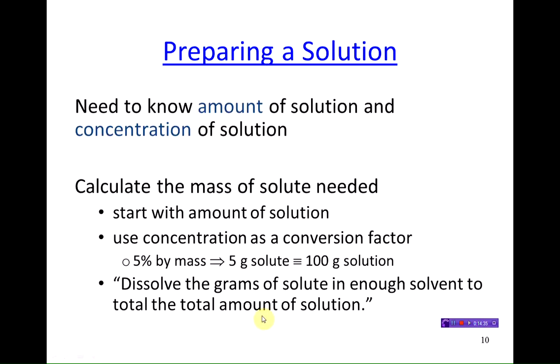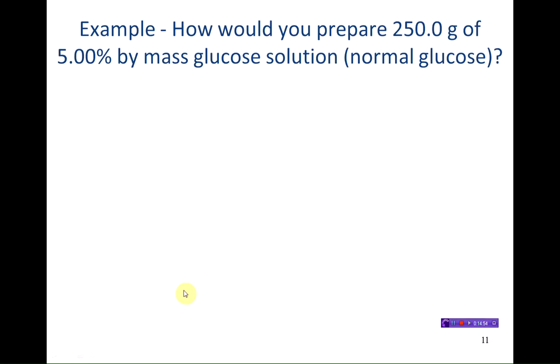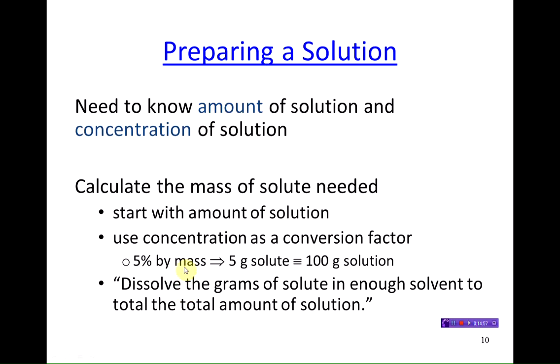So some things you should take into account when preparing a solution. You need to know the amount of solution and the concentration of the solution. So you need to calculate the mass of the solute that you need. And so you start with the amount of the solution, and you use the concentration as a conversion factor. So let's say we want a 5% by mass. That means that we want 5 grams of solute per 100 grams of solution. So dissolve the grams of solute in enough solvent to total the amount of solution.